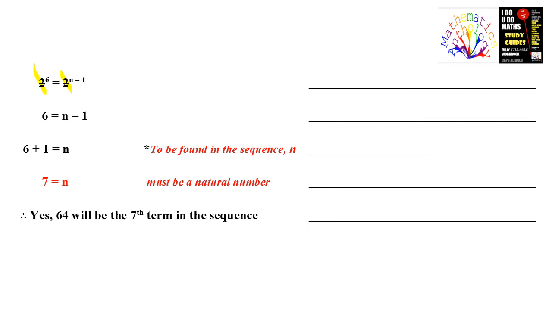This I can solve simply by putting my like terms together. So I take my constant over, that becomes 6 plus 1 is equal to n, so n will equal 7. So I will conclude by saying that yes, 64 will be found in the sequence. It will be the 7th term in the sequence. Remember, for n to be found in the sequence, it must be a natural number. So it cannot be a fraction, cannot be a decimal, and it cannot be a negative number.